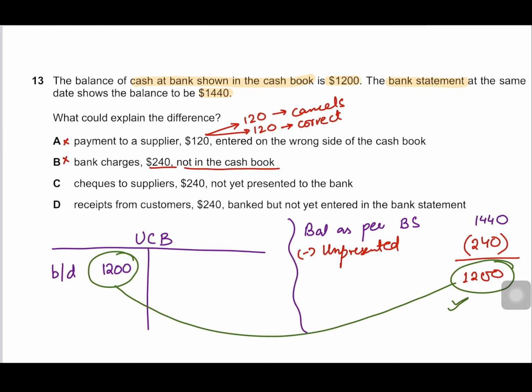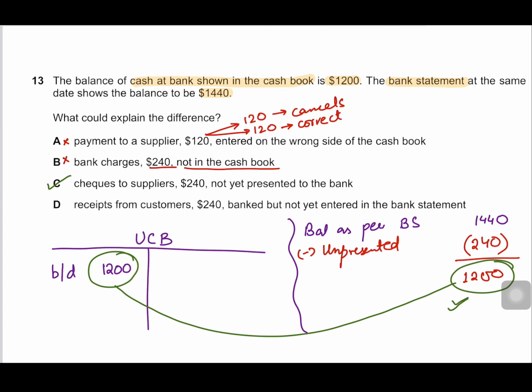This is the reason for the difference between the two, that if I just subtract the unpresented checks from my bank statement balance, my cash book balance will reconcile with the bank statement balance, and that's it. That is how it will be corrected. So this means that C is correct.